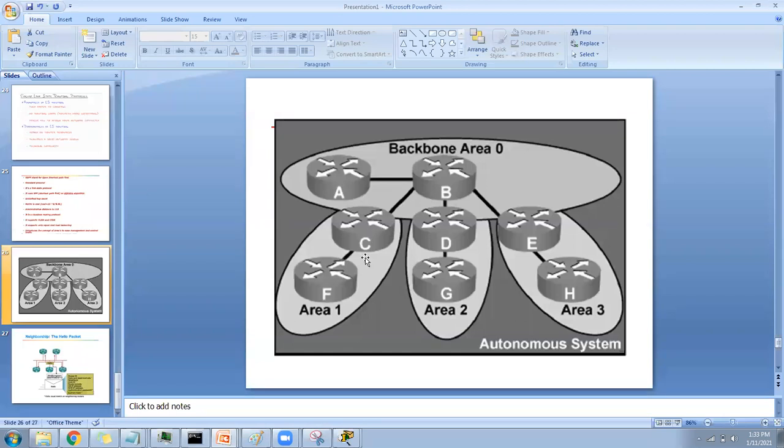The other areas should have connectivity to the backbone. So can you see here area 1, area 2, area 3? They are connected with the origin or backbone network. And A and B, they are the solid area 0 network in the OSPF. So this is actually called the autonomous system. Let's not go into much complication for the first class.